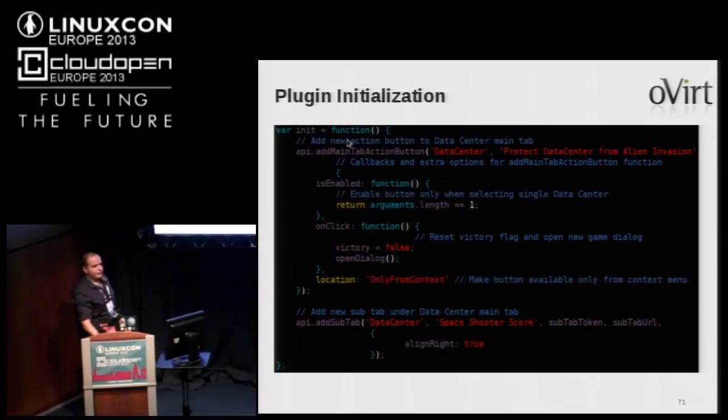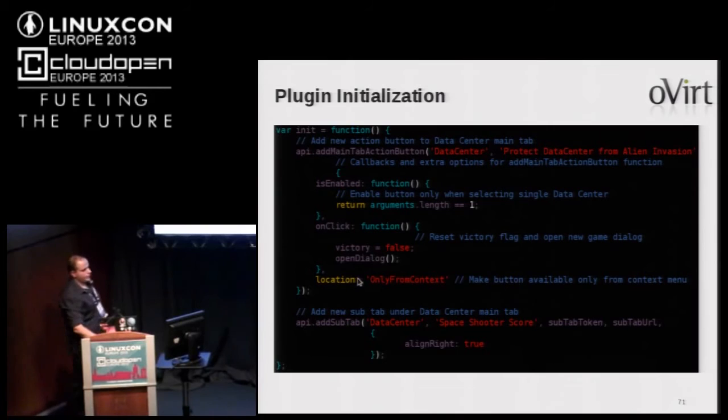I created an init function that adds a new main tab action button. You saw I have a new action button. The scope was a data center. I protected my data center from alien invasion. It's enabled only if one data center is selected. And when I click on that, it calls the open dialog function.